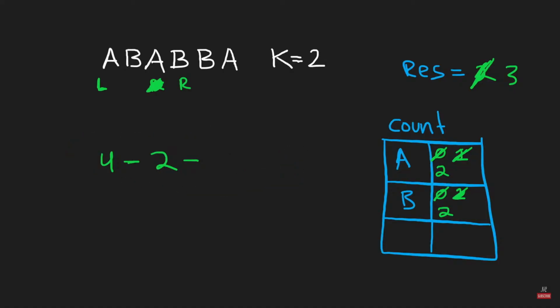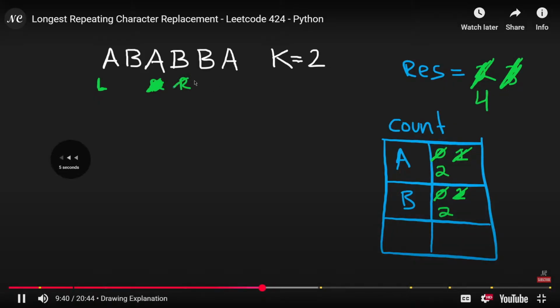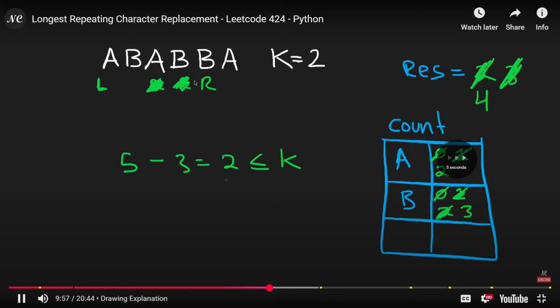So once again, we found a window that's longer than our result. We found a window now of length 4, and the most frequent character is B. Of course, it's still true. But we're going to have a problem.